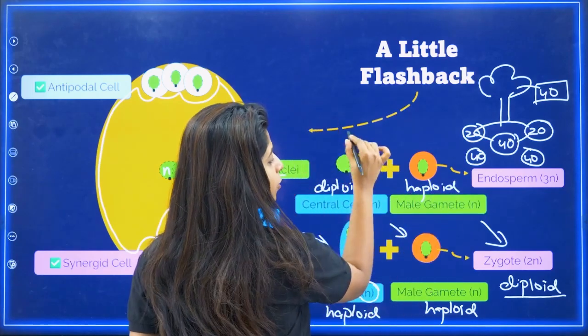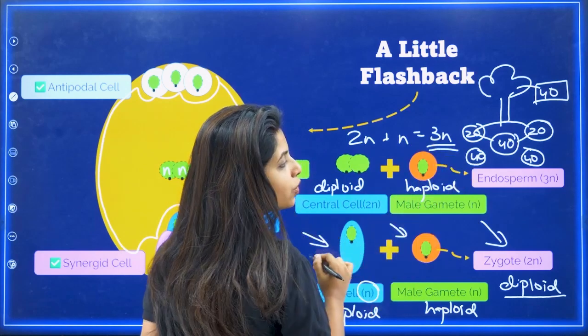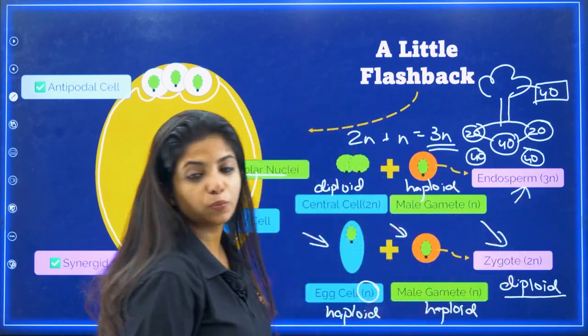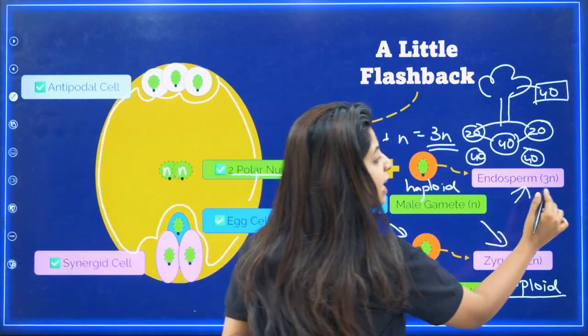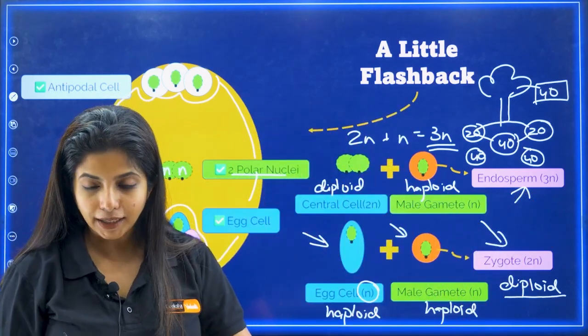Okay, diploid plus haploid, that is 2N plus N is equal to what? 3N. What do you get? It is the endosperm that you get, which is 3N in nature. This is the primary endosperm cell that you are going to get.